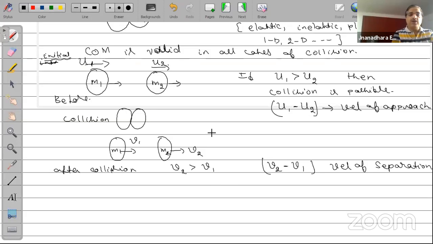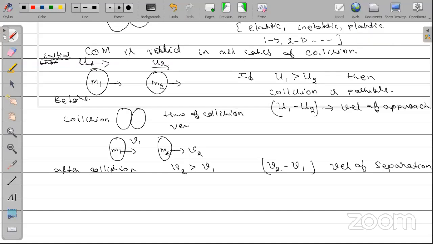Now, one point I want to add here is that during the collision, the time of collision is supposed to be very small.